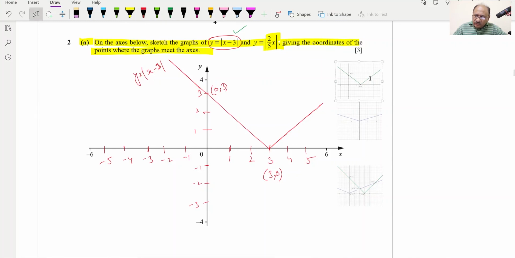Let's see how we can draw this one, y is equal to 2 over 5 x mod. So in this case, if x is equal to 0, y will be also equal to 0. So we can take this point 0, 0. And if x is equal to 5, y will be equal to 2. So 5 and 2 will be around here, and 5 and 2 will be over here.